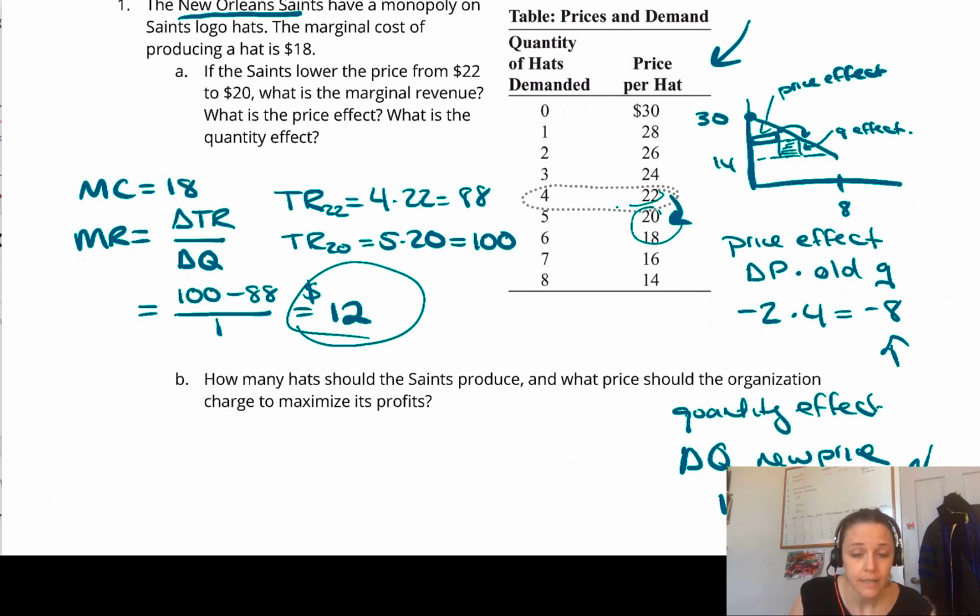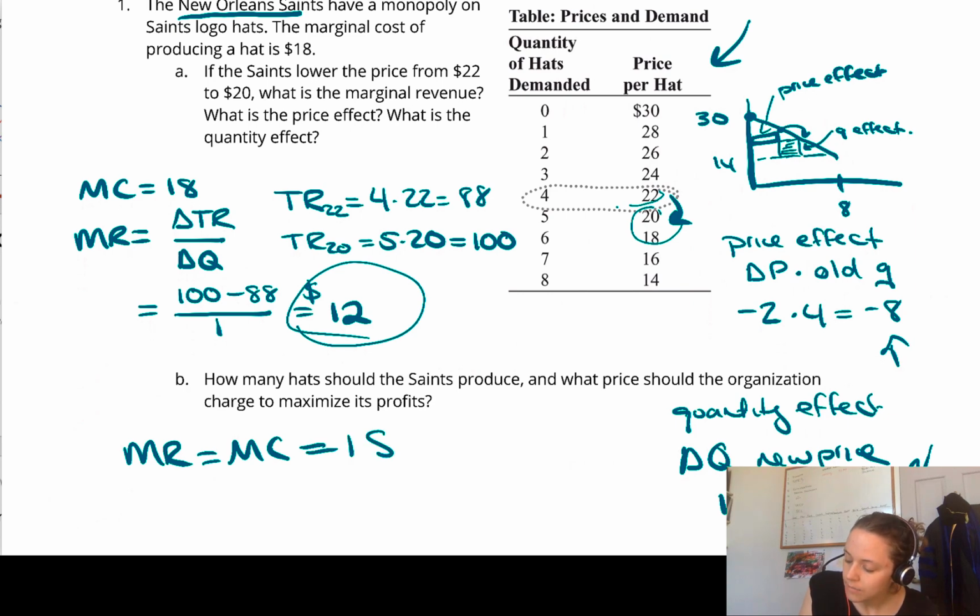Now, as a monopolist, how many should they produce? Well, we want to produce where marginal revenue equals marginal cost. And our marginal cost is 18. So we want to produce where the marginal revenue is equal to 18. Now we found a place where the marginal revenue is 12. So that's not where we want to be. Essentially, if we've added $12 of revenue, we've also incurred $18 of costs. So our profits have actually fallen. So it isn't good for us to move from 4 to 5. We probably want to produce less.